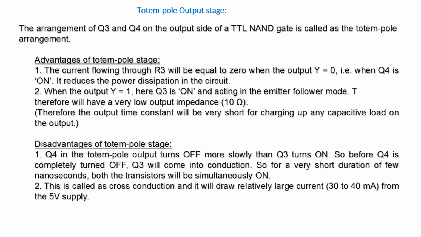When the output Y is equal to 1, Q3 will be on and acting in the emitter follower mode. Therefore, it will have a very low output impedance, that is 10 ohm. Therefore, the output time constant will be very short for charging up any capacitive load on the output.